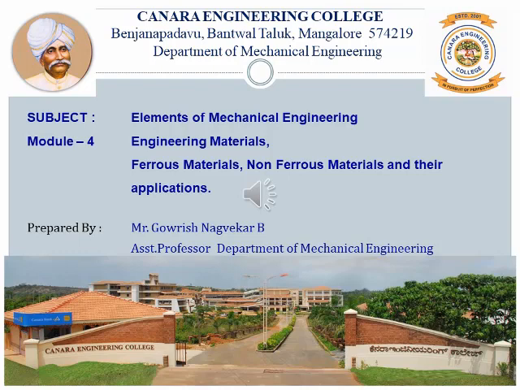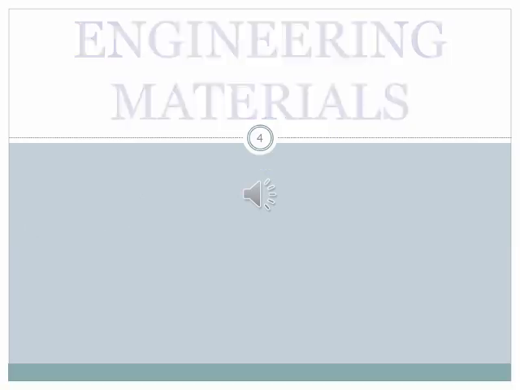Dear students, in this video we shall see the various engineering materials that are used in the manufacturing field. We shall see the different types of materials, that are ferrous materials and non-ferrous materials, and their different applications and usages, which shall be completed in this video of this fourth module.